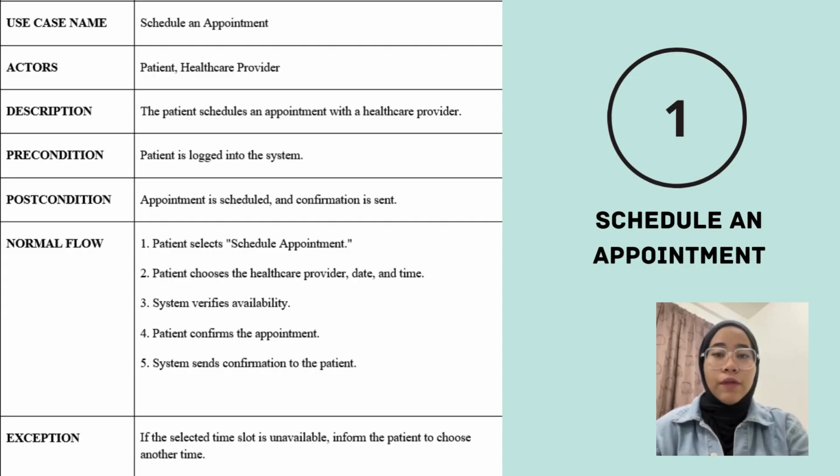Next, for the flow of events, the first example is scheduling an appointment. The patient schedules an appointment with a healthcare provider. The patient must log into the system, and the appointment is scheduled and confirmation is sent. If the selected time slot is unavailable, inform the patient to choose another time.